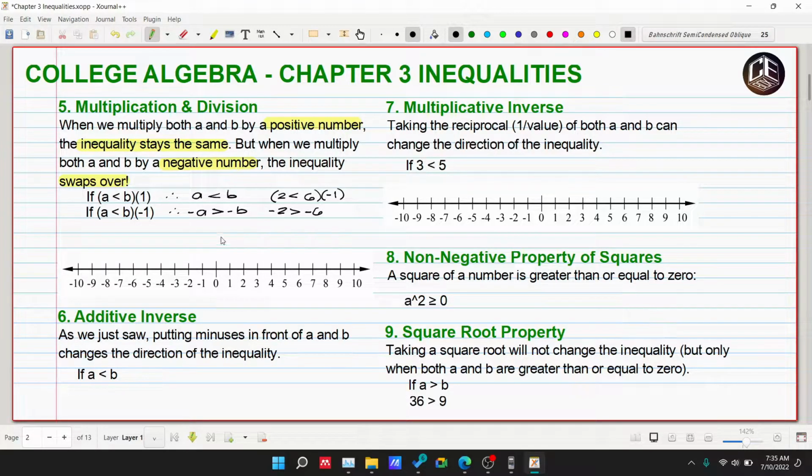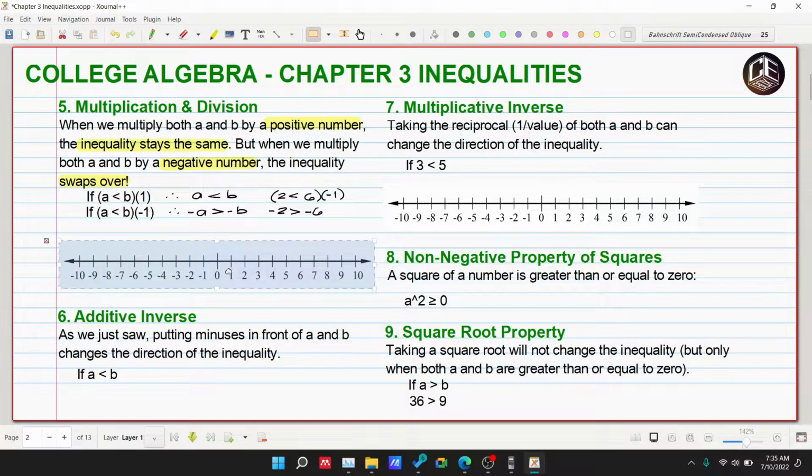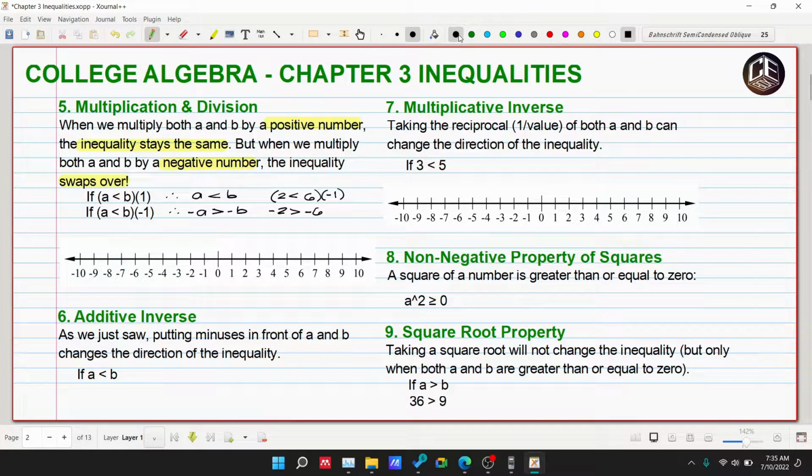Bakit? So, try natin i-plot. Okay, nasan nga bang negative 2? Anong una muna? Sige, i-plot natin yung una. Natin green. Nasaan ang 2? Andito, di ba? Nasaan ang 6? Andito. Kaya alam natin na ang 2 is less than sa 6. Ayun, no? Di ba? Pero, nung minultiply natin siya, ano nangyari?